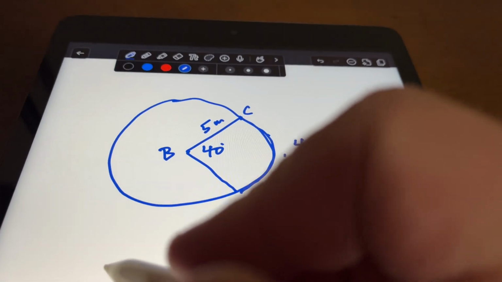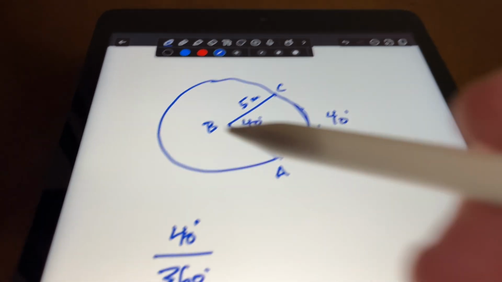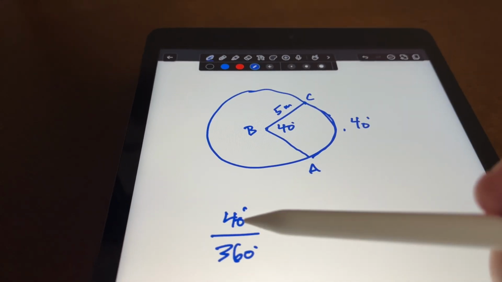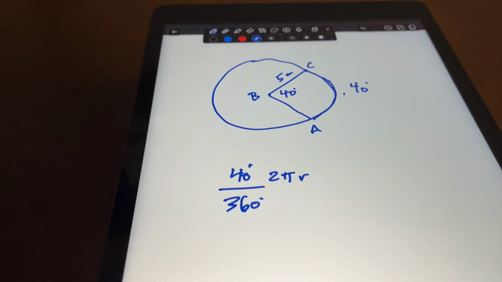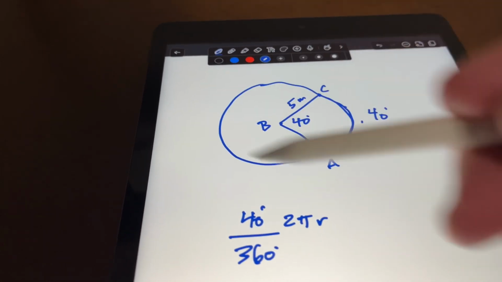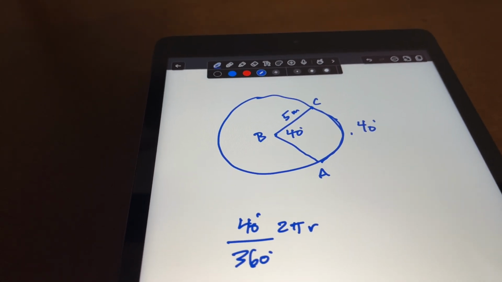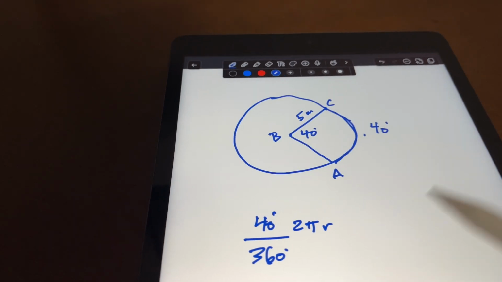In order to do that, we're going to say 40 degrees over 360 degrees. So this is the portion of this. So we're doing this fraction of the circumference of the circle. Well, the circumference of a circle is the total distance around the circle, and that's 2 pi r or pi d. Since the radius is 5, we'll plug that in here.